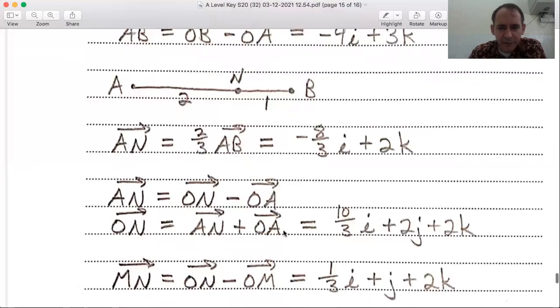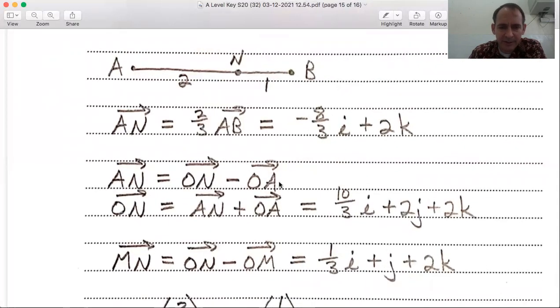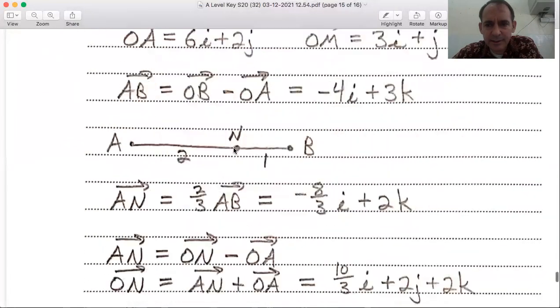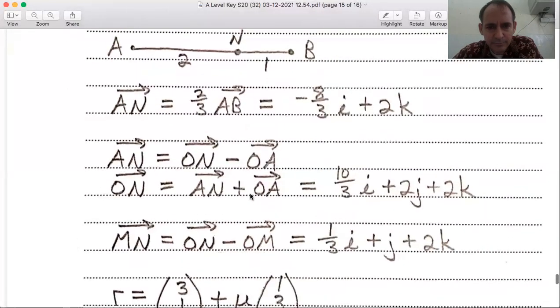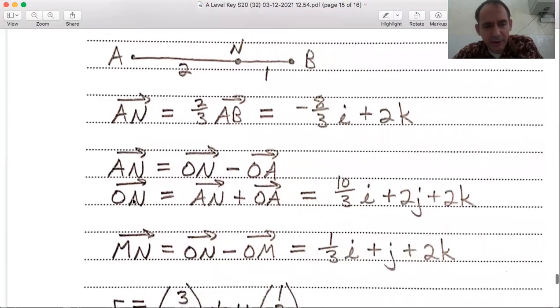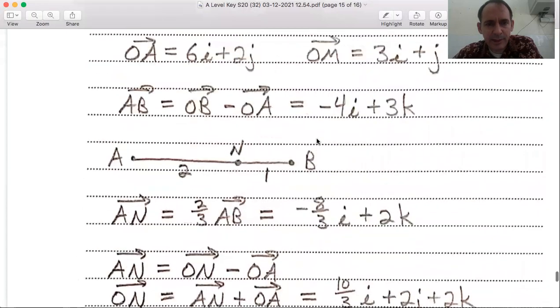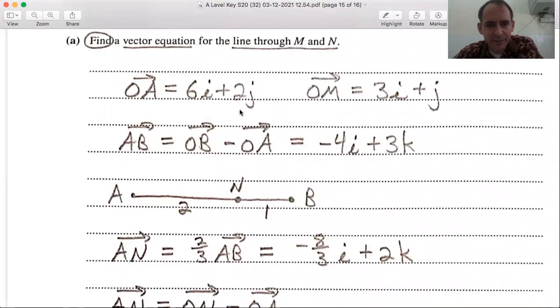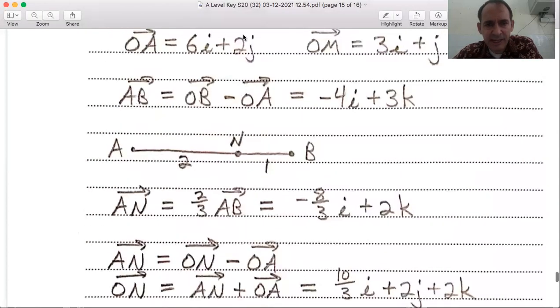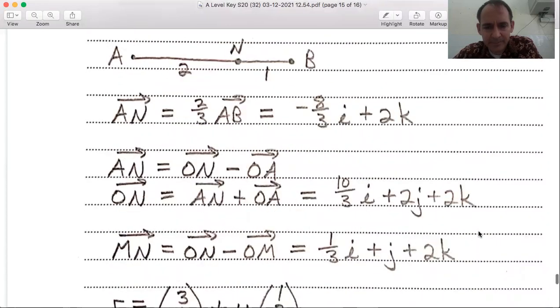And AN also equals ON minus OA. So AN equals ON minus OA. Solve for ON: ON equals AN plus OA. So to get ON, we want to do AN plus OA. Negative 8/3 plus 6 gives us 10/3 i plus 2j plus 2k.